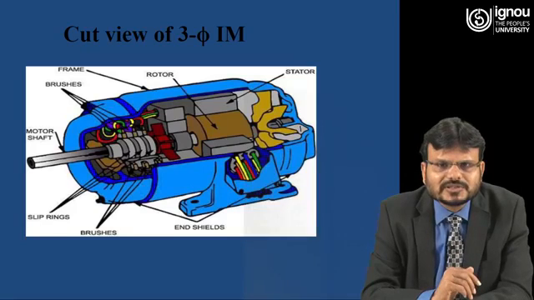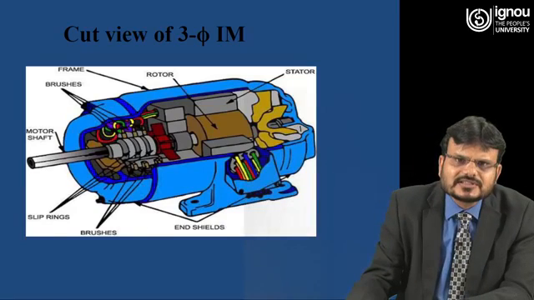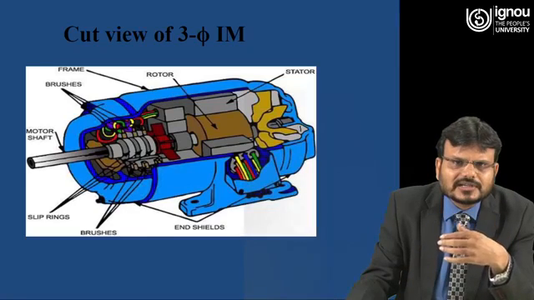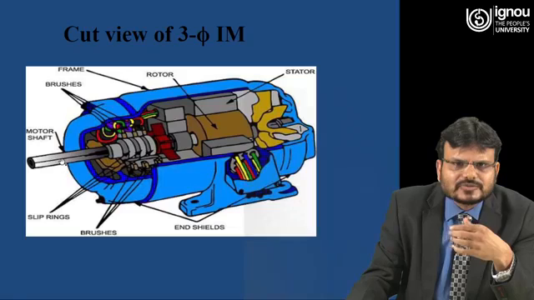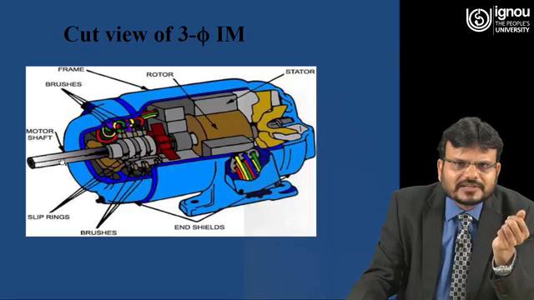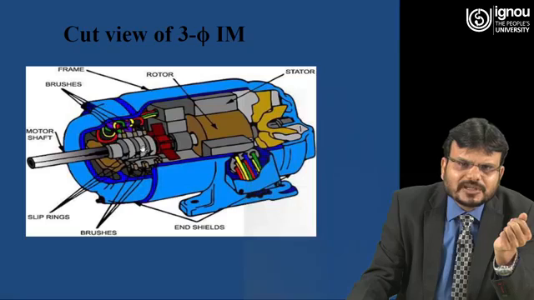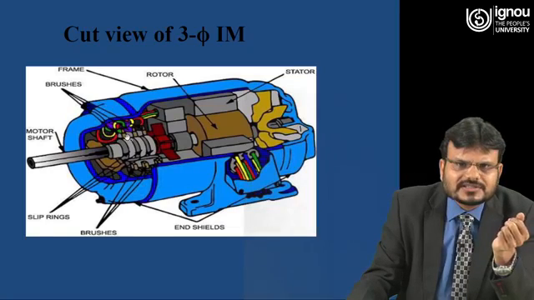This is a cut view of the three-phase induction motor. Here you can see this one is a stator, this is a frame or you can say enclosure. In the enclosure, the rotor and stator are housed, and this is a motor shaft where you will apply the mechanical torque. These are the brushes. This one is a slip ring, and with the help of the slip ring and brushes you can connect the external resistance.